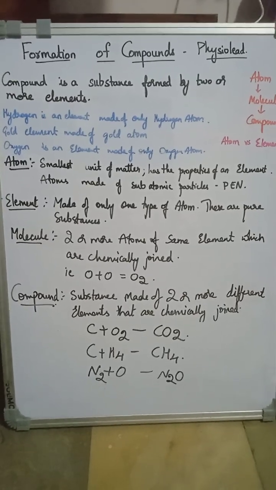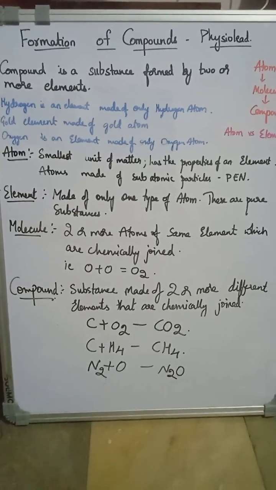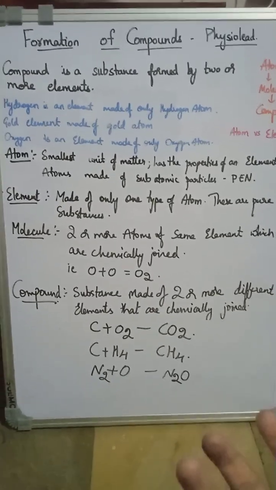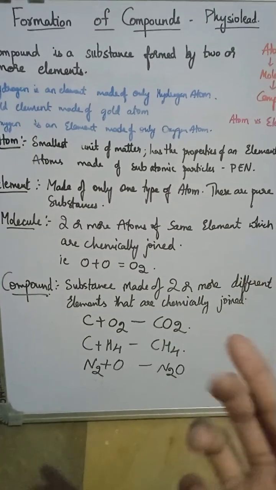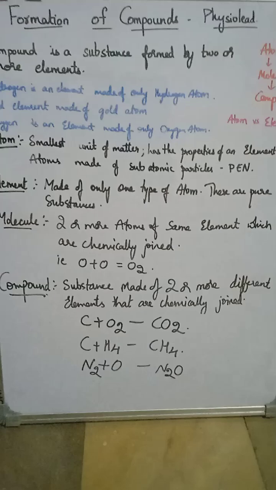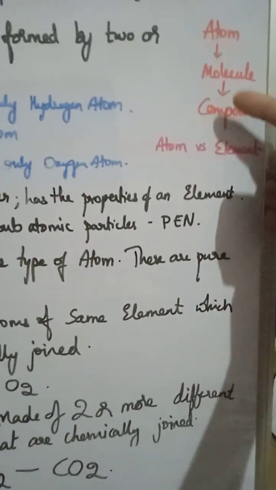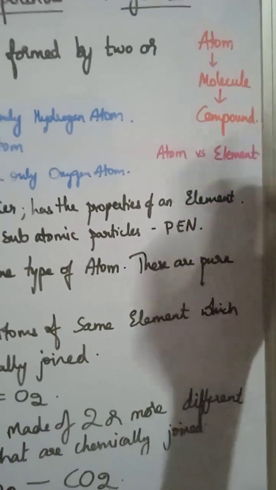Today I am going to explain formation of compounds. A compound is nothing but a substance which is formed by two or more elements. Before knowing the formation of compounds, we have to know a few terminologies, that is atom, element and molecule. Why are we discussing these topics? Because atoms form molecules and molecules form compounds.